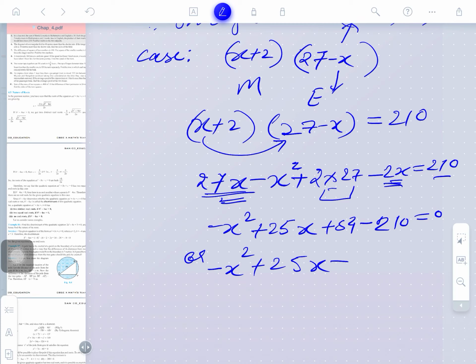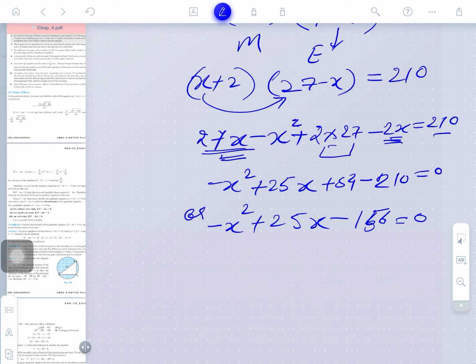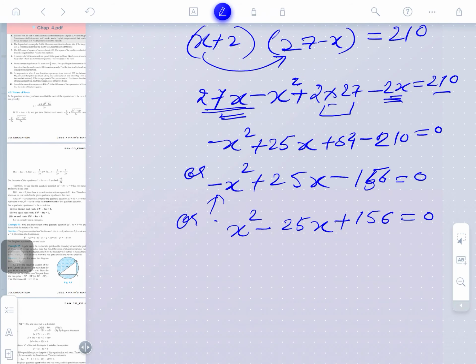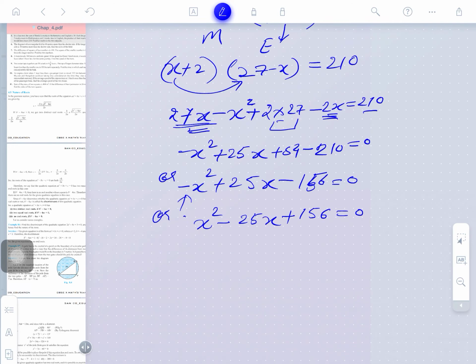So 44 is also there. So 166 will come. 10 minus 4, 6. 10 minus 5, 5 is there also. 156 is equal to 0. So the equation is what? This can be written as negative x square 25x plus 156x. There is the equation before you. Now the quadratic equation is before you.